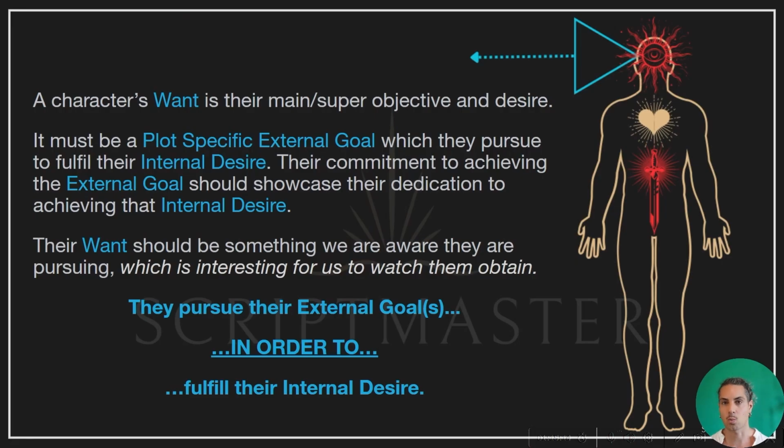So a character's want is the main super objective that they have, and their desire. So it's got to be that plot-specific external goal which they pursue to fulfill an internal desire. The character's commitment to achieving the external goal should showcase their dedication to achieving that internal desire, and their want should be something we're aware they are pursuing, which is also interesting for us to invest in seeing them obtain. We can summarize the want by saying they pursue their external goals in order to fulfill their internal desire.